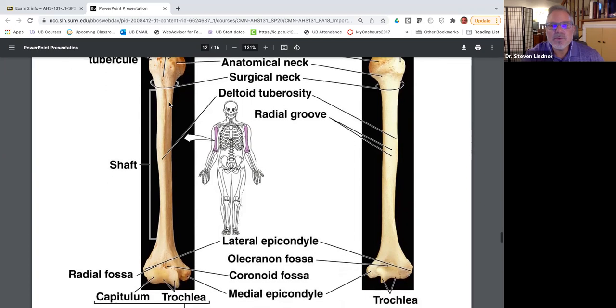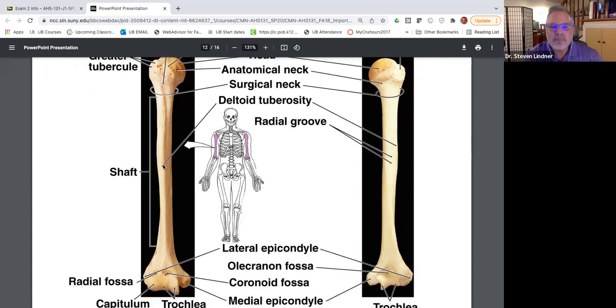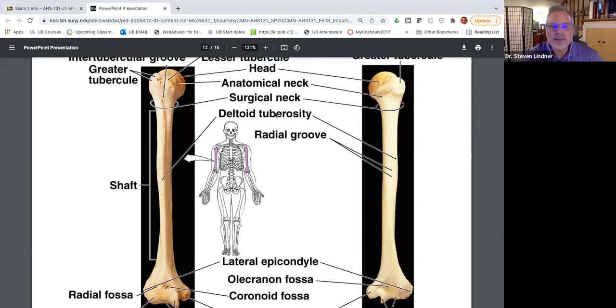All right, when we go down about midway, there is a little bump around the midway mark called the deltoid tuberosity. And what do you think? What muscle do you think is going to insert on the deltoid tuberosity? The deltoid muscle.